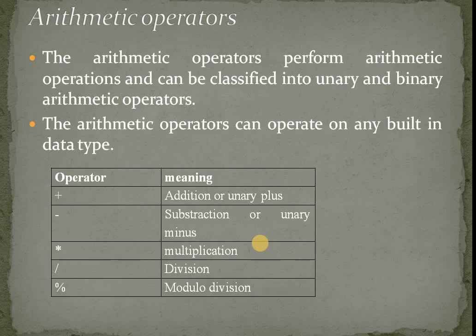So which arithmetic operators do we have in C? Plus, which is used for addition, and if used with only a single operand we say unary plus. Second is minus, used for subtraction, and when used with a single operand it is unary minus. Asterisk is used for multiplication. Slash is used for division and percent sign is used for modulo division. So we are going to use these 5 arithmetic operators in our C programs.